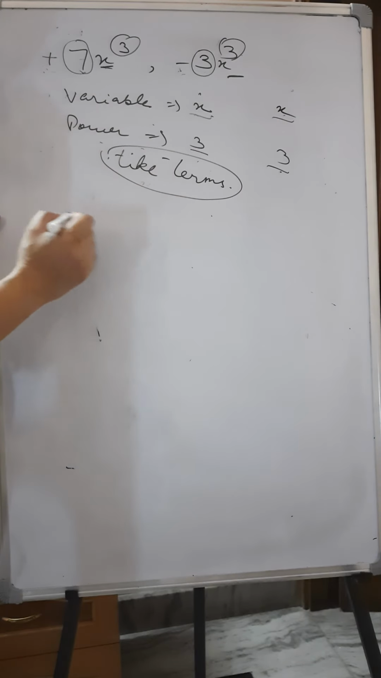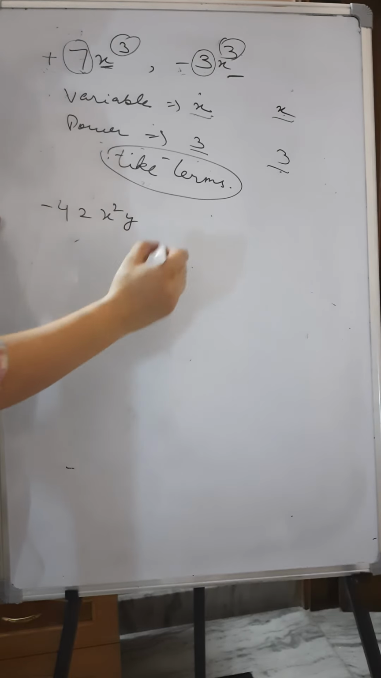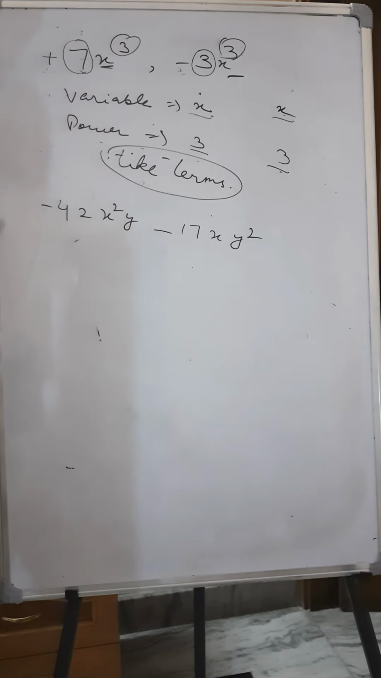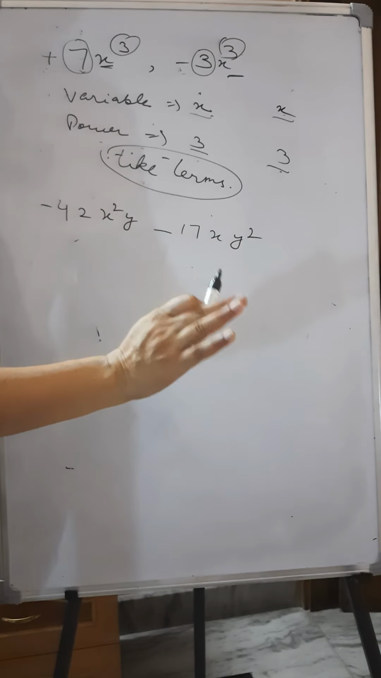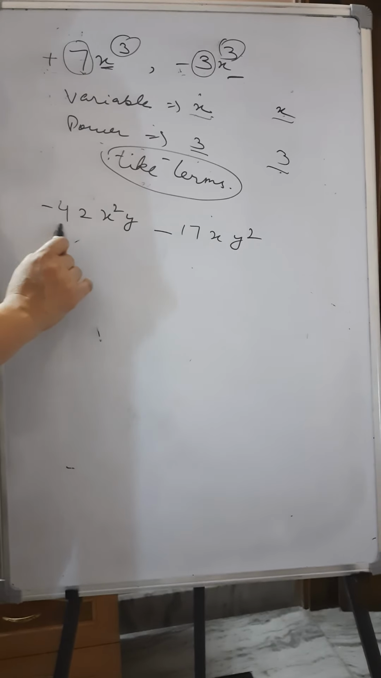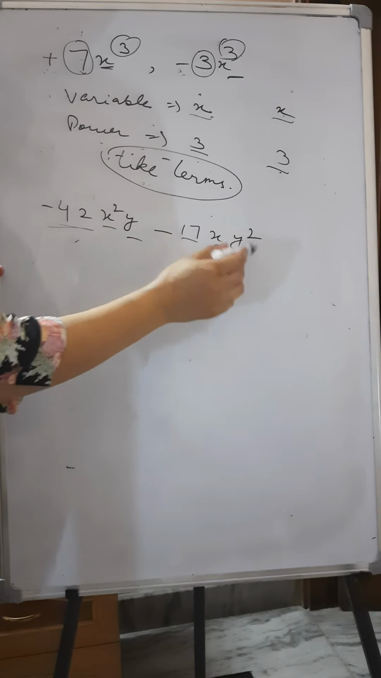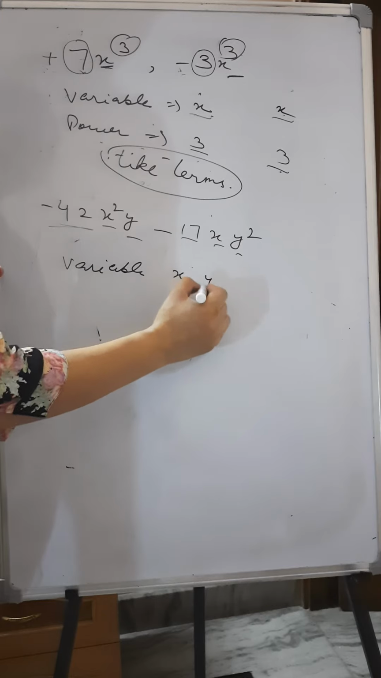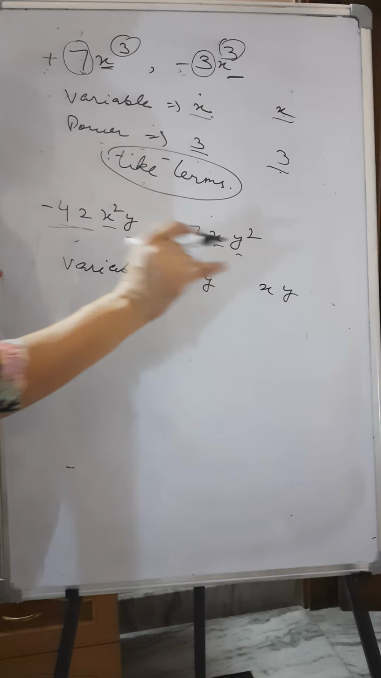And if the question is like minus 42 x square y minus 17 x y square. Look, we do not have to deal with the sign, whether signs are equal or different, and numerical coefficients do not matter. Let us check the variables. In the first term the variables are x and y, in the second term the variables are x and y. So variables are equal.